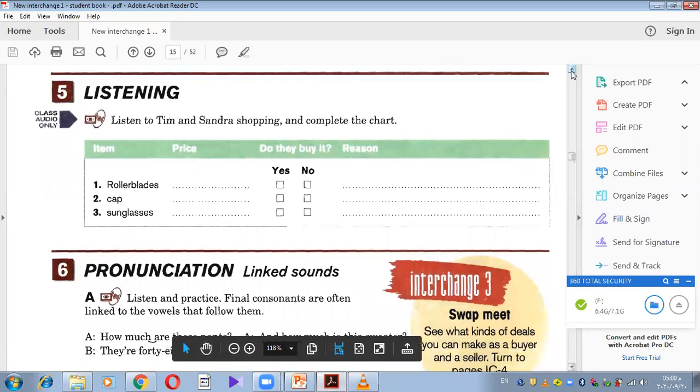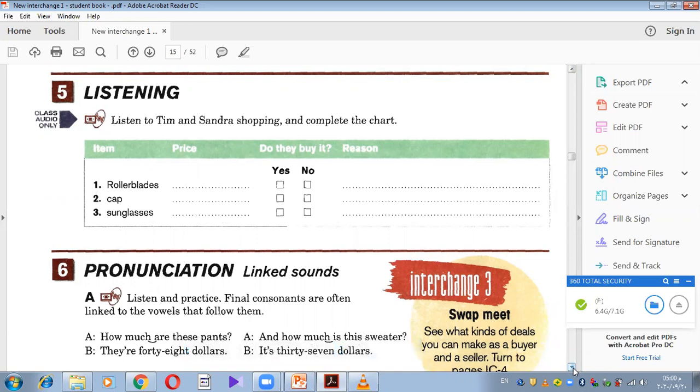Listen to Tim and Sandra shopping and complete the chart. 1. Look at these rollerblades. I really want a pair. But they're pretty expensive. They're $165. Oh, yeah, you're right. $165 is too expensive.